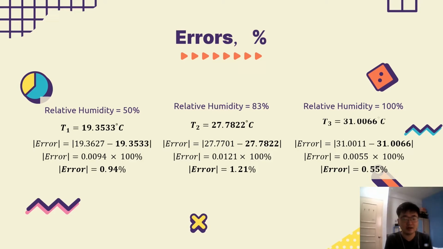The error that we get is 1.21%. And the last one, when the relative humidity is 100%, the T3 is 31.0066. So the error that we get is 0.55%. So the error is a little bit bigger for relative humidities of 50, 83, and 100%.